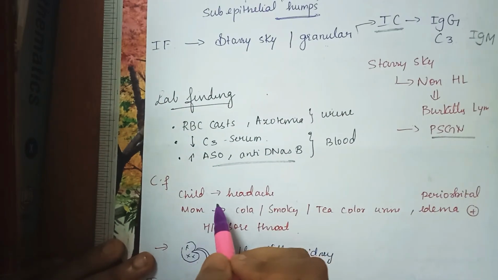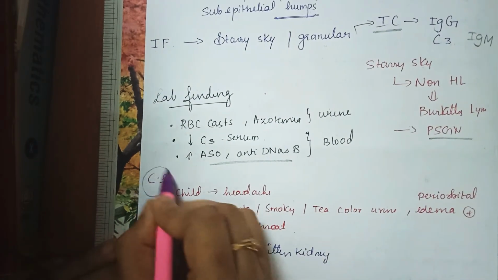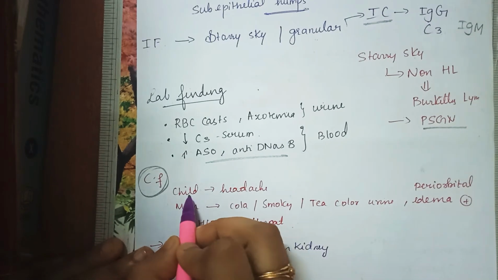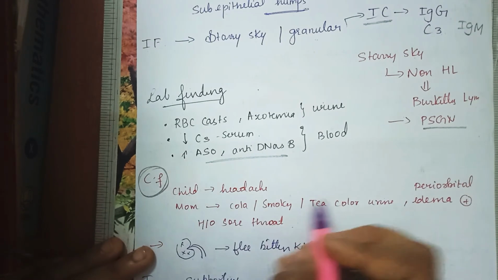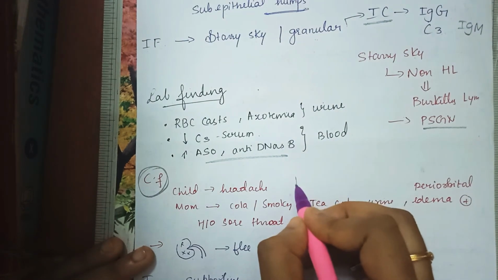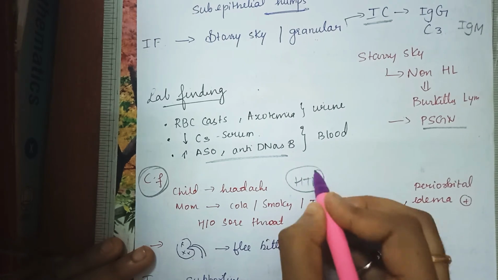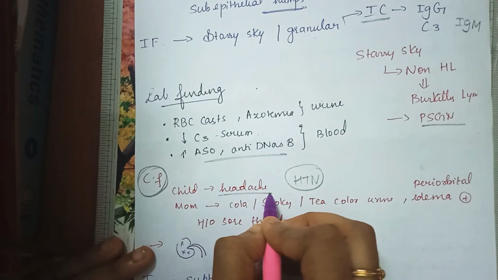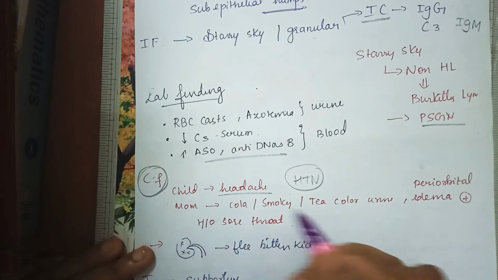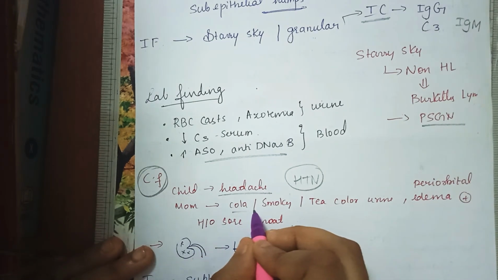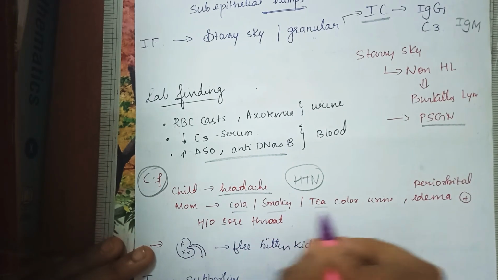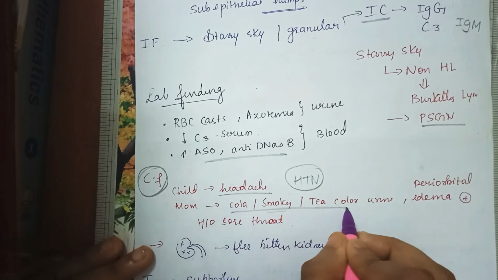And what is the clinical feature? This is important for us. It is mainly seen in children. So in children we will not go to measure BP or anything. Therefore hypertension is mainly understood with the history of headaches. And parents, or even kids, can complain of cola colored urine or smoky or tea colored urine. Everything is basically nothing but hematuria.